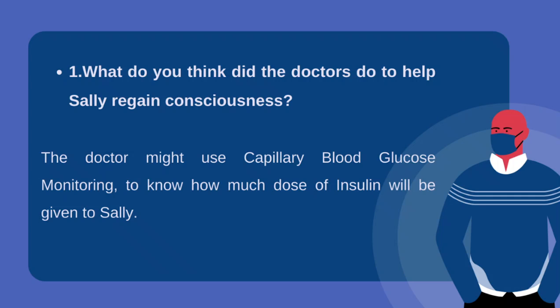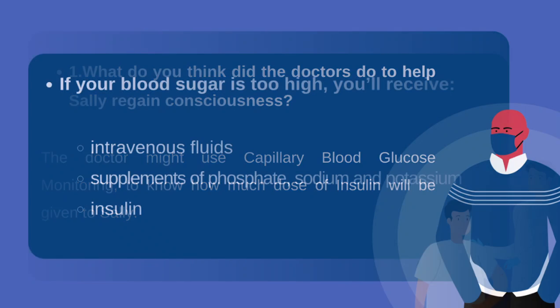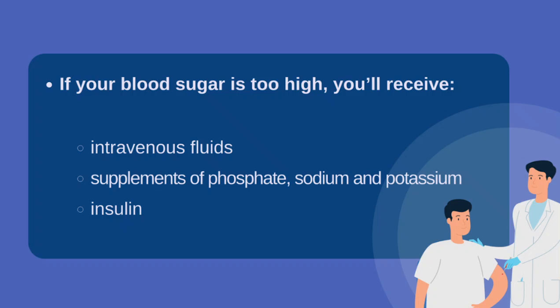And here are more things that the doctors could do to help Sally. If your blood sugar is too high, you'll receive intravenous fluids, supplements of phosphate, sodium, and potassium, and also insulin. Sally is experiencing hyperglycemia. Commonly, a rapid-acting insulin injection is given. The most known brand is Novolin 70/30 or Novolog Mix 70/30, a prescription medicine that lowers blood sugar levels in the blood.